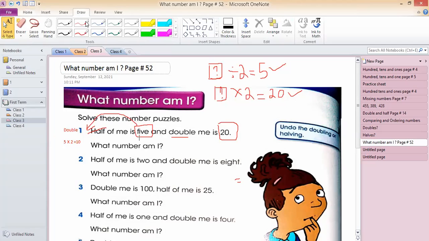Or if you want, you can do it this way also. Double of me is 20. So this is double. Instead of double, now you find half. Find half of 20. Half of 20 means 20 divided by 2.